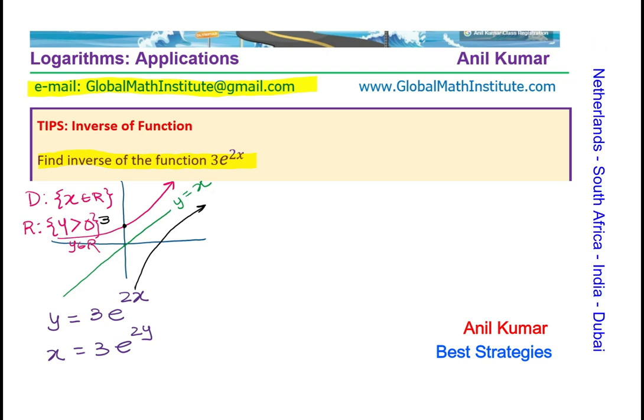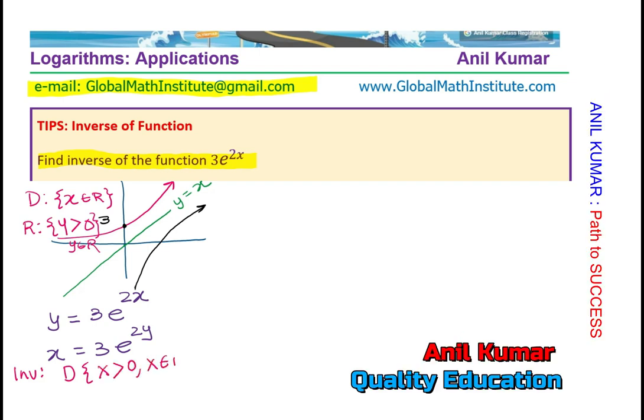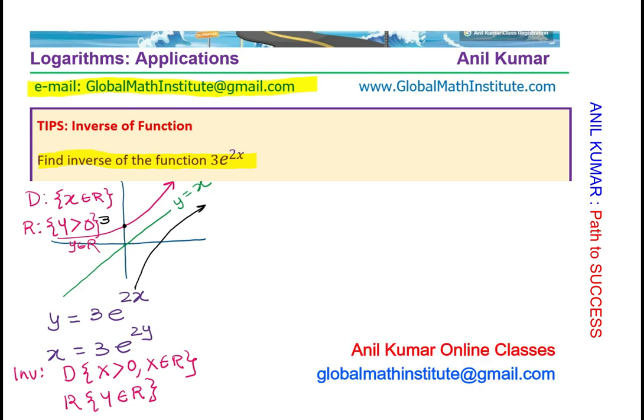Now, when you swap, the domain and range also swap, so for the inverse, what is the scenario? Domain now becomes x greater than 0, where x belongs to real numbers, right? And the range is y belongs to real numbers. Y belongs to all real numbers, correct? So no restriction on the y value. However, the domain will have a restriction.